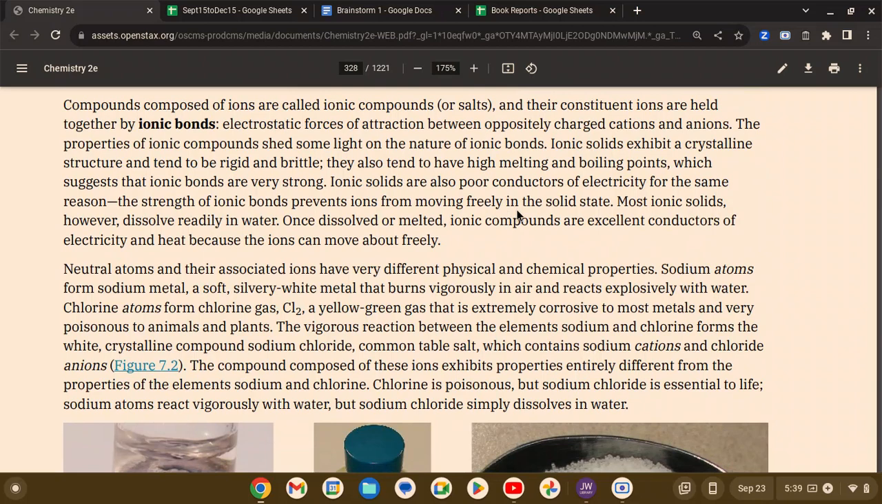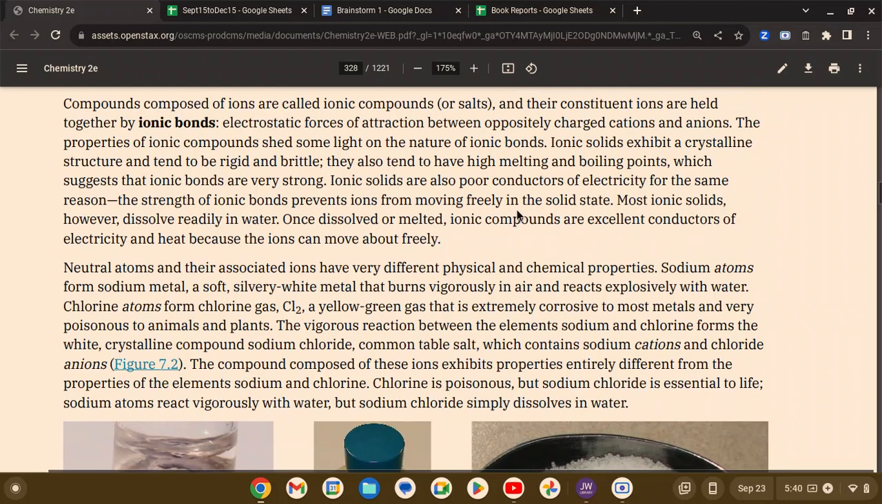The properties of ionic compounds shed some light on the nature of ionic bonds. Ionic solids exhibit a crystalline structure and tend to be rigid and brittle. They also tend to have high melting and boiling points, which suggests that ionic bonds are very strong. Ionic solids are also very poor conductors of electricity for the same reason. The strength of ionic bonds prevents ions from moving freely in the solid state. Most ionic solids, however, dissolve readily in water. Once dissolved or melted, ionic compounds are excellent conductors of electricity and heat because the ions can move about freely.